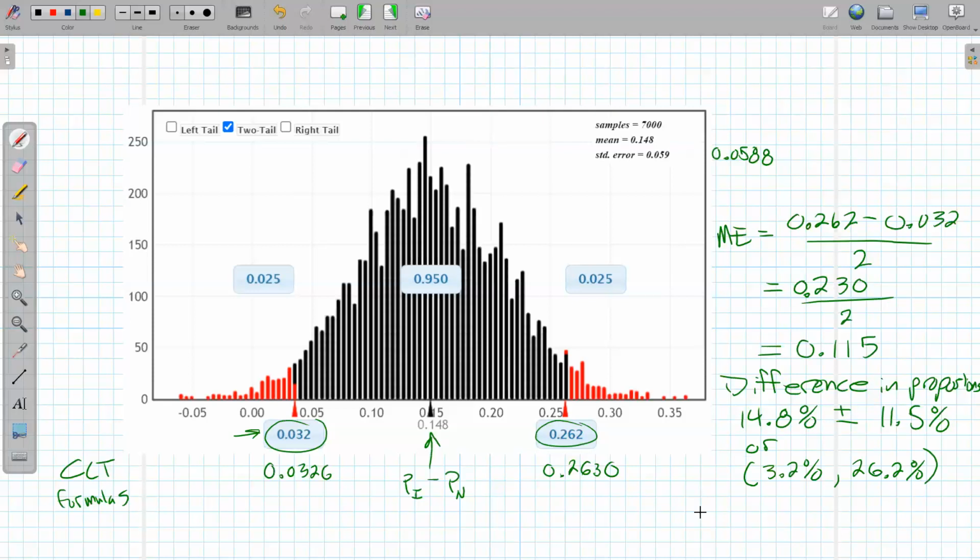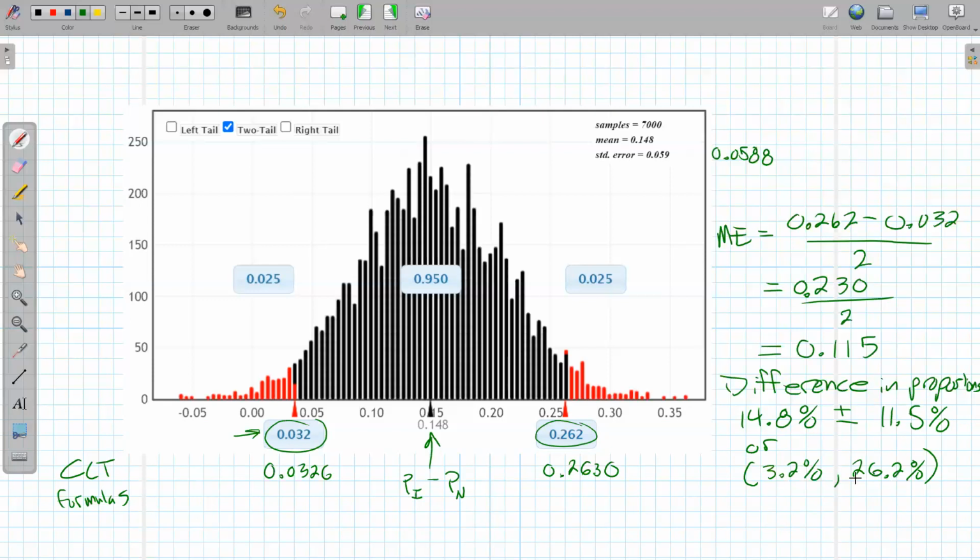So I can say, again, the difference in proportions of people with an infection who died from the people without an infection who died is around 14%, but I could be about 11.5% off. So we got a pretty big spread there. Another way to state that is I can say the difference in proportions is somewhere between 3.2% and 26.2%.